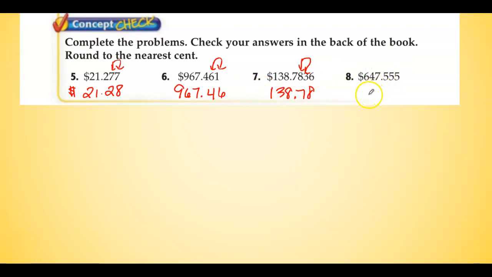And here's the last one. 647.555. Again, 1, 2 after, find your decimal, count 2 over. I'm looking at that 5, so then my answer would be 647.56. Okay, so there are your answers for the 4 practice, and hopefully you have those examples on your note-taking sheet.